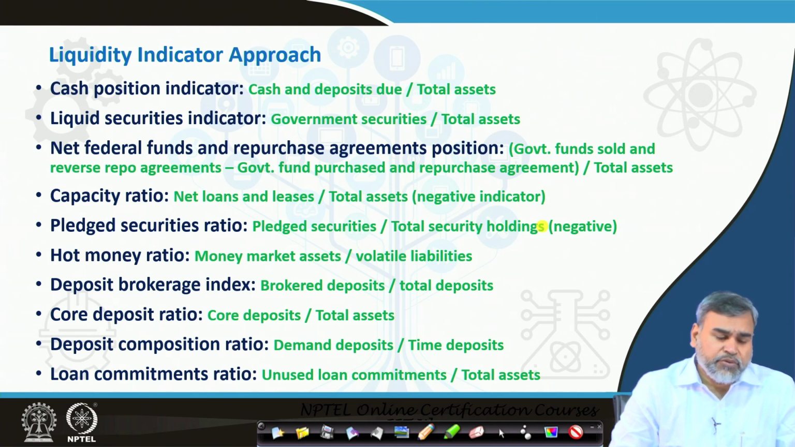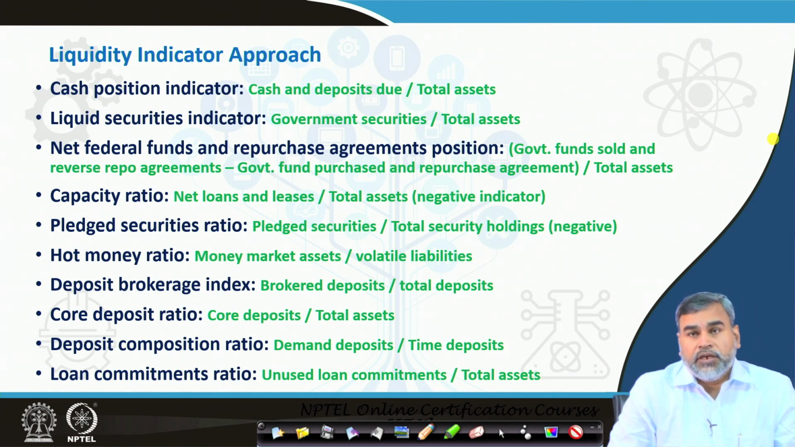Then we have the pledged security ratio, how much securities are pledged and what kind of pledging policy the commercial bank is following, the pledged securities upon the total security holdings. That is basically also a negative indicator. If it is more, that means it is inversely related to the liquidity position of the commercial bank. So, if it is more, then the liquidity will be less, and if it is less, then liquidity will be more. Money market assets upon the volatile liabilities. If it is more, then liquidity will be more. If it is less, then it will be less.